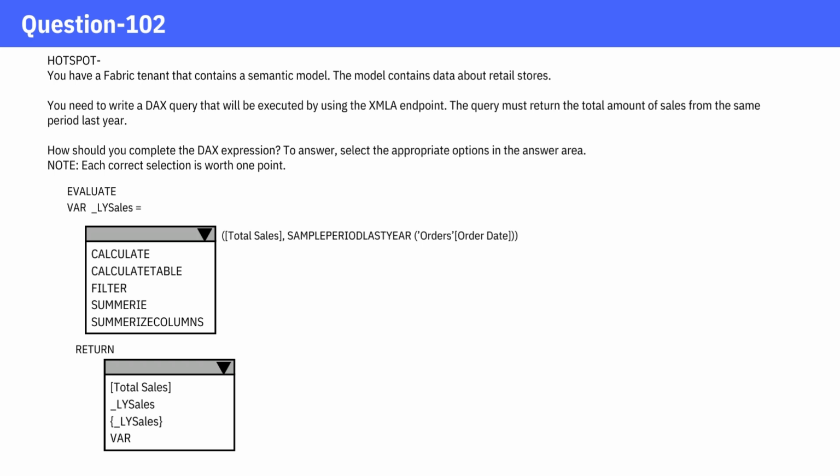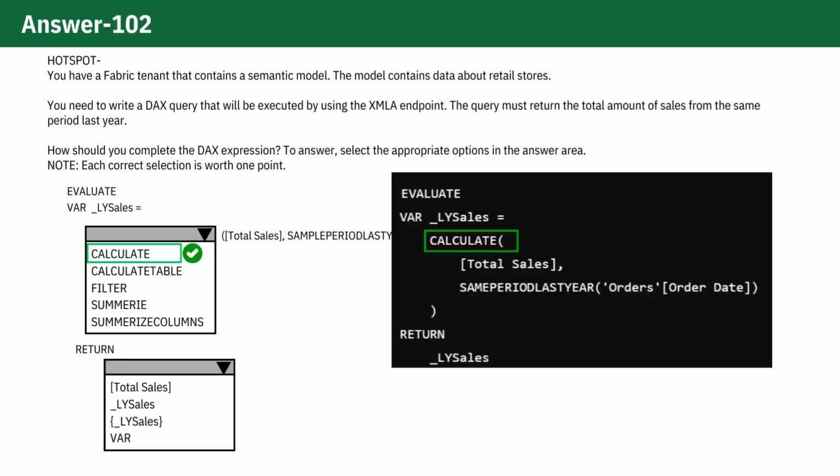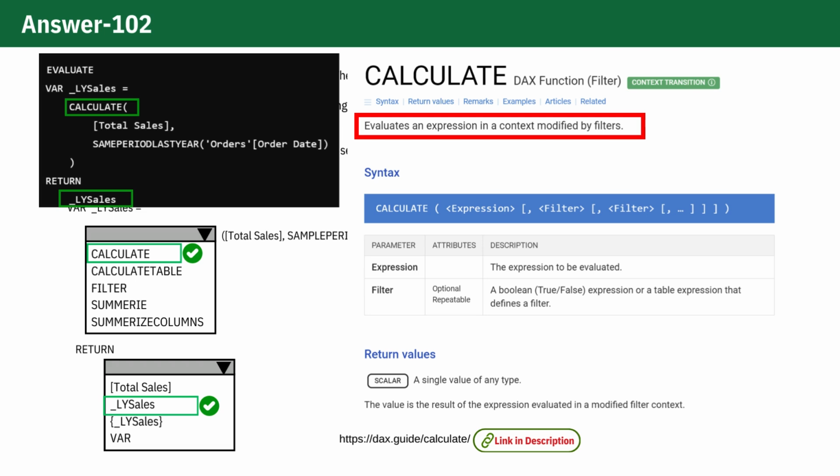Pause the video and review the code and check the answer. The correct answer for first drop-down is CALCULATE, and second drop-down is _LYSales. The CALCULATE function is used to modify the filter context of a calculation, allowing you to evaluate an expression under a specific set of conditions. In this case, it's used to calculate the total sales for the same period last year, which is exactly what you need.